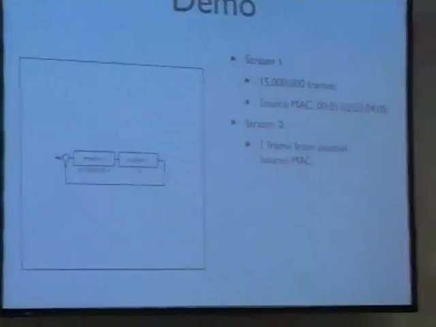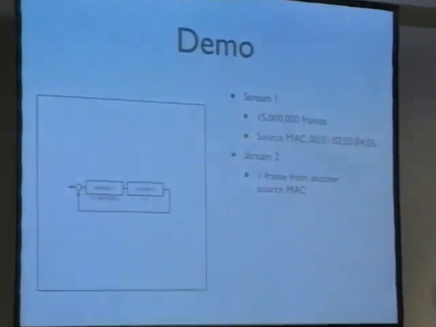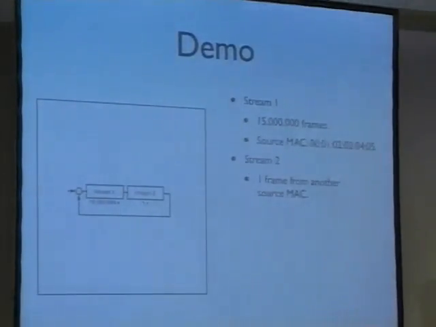And I can demo this, I hope. So the demonstration is to send about 50 million frames. That's what I don't want to see, and then 1 frame I want to see. And then we go back to the other screen.